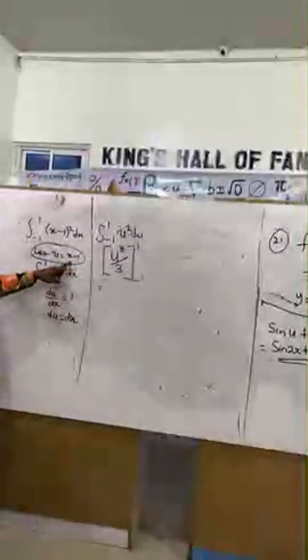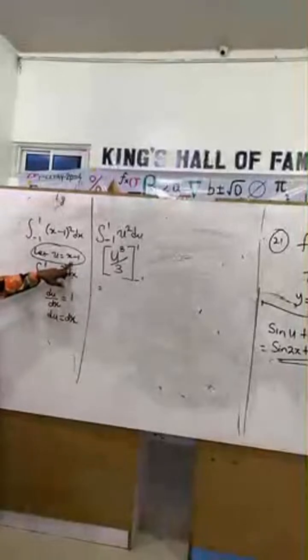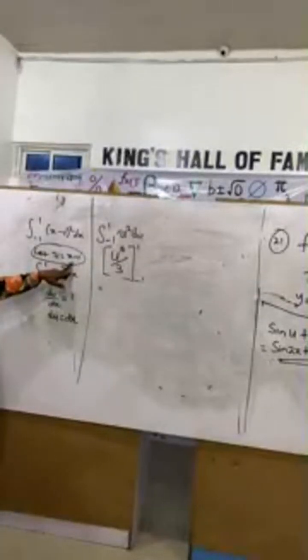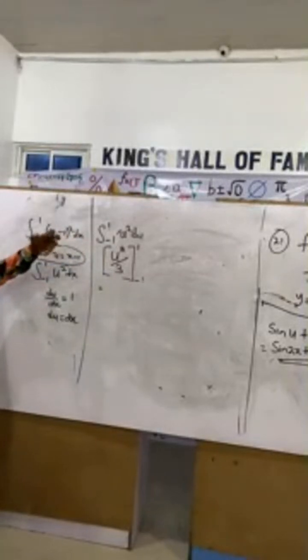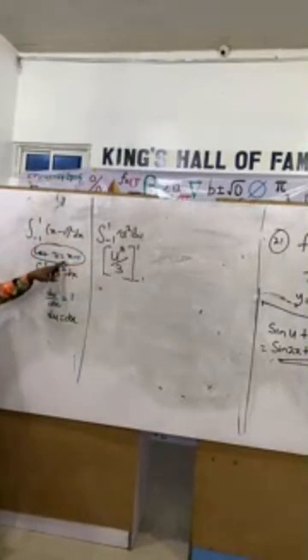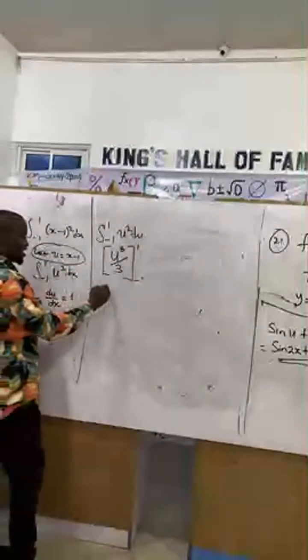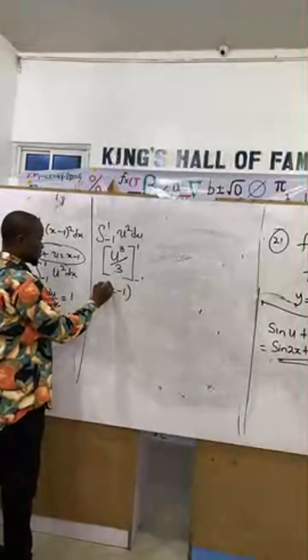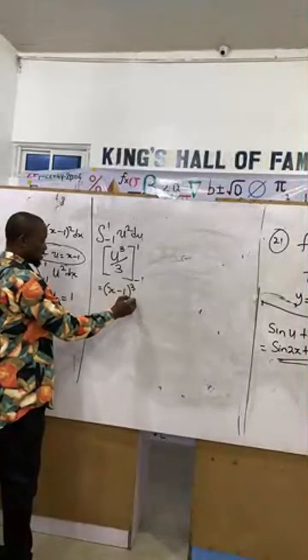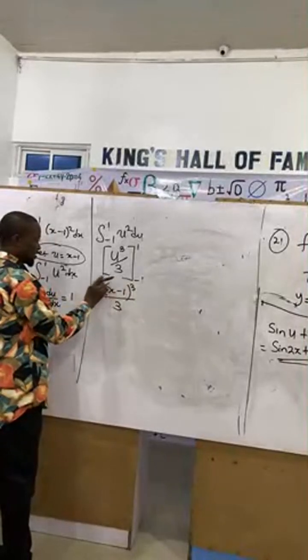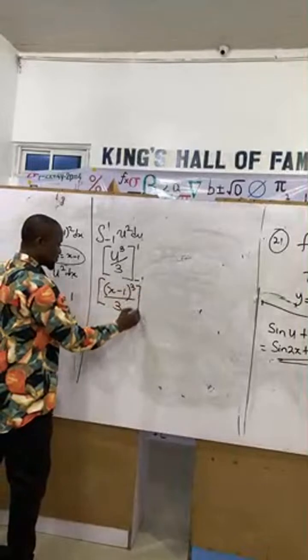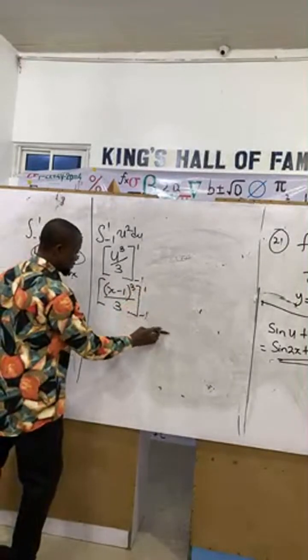Meaning that if you finish integration, don't forget u was x minus 1. You have to replace back. You don't substitute this here, unless you have a mental problem. You have to replace back u. Given this, it was going to be what? (x minus 1) to the power of 3 divided by 3, with limits 1 and minus 1.